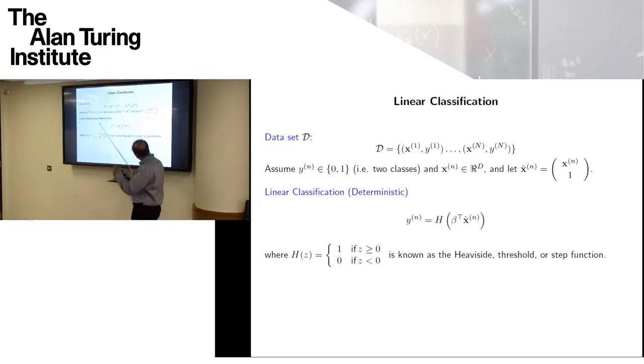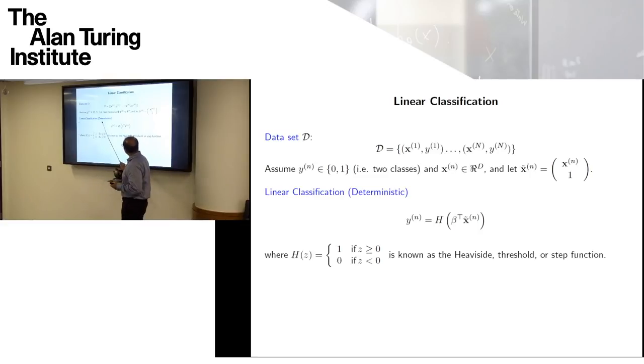Let's look at the problem again. I'm going to try to maintain fairly consistent notation. So our data set is D, pairs of X's and Y's. And again, we're going to use X tilde to be X followed by a 1, because we're going to need that extra intercept term to build our classifier. In this case, we're going to simplify things and think about just binary classification. So our labels are just going to be 0 and 1. At the end of the lecture, we'll look at how to generalize that to multiple classes.